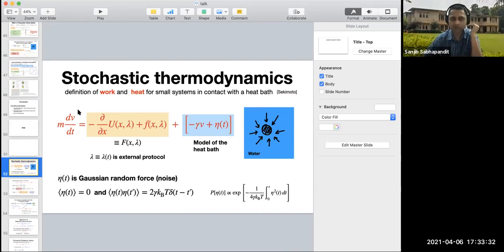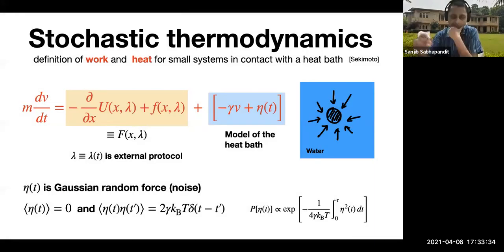Let me just tell this. Let's consider one single particle in water, and there's some kind of external force. So I can write down the Langevin equation. This is m dv/dt. This is the external force, this is the conservative part of the force, and this is the non-conservative force. The whole thing you call F.